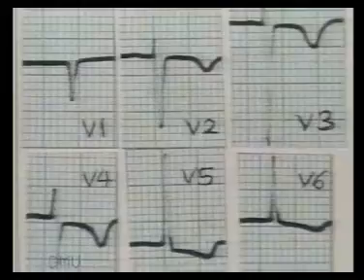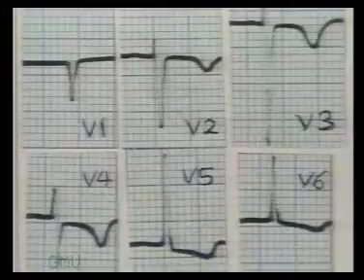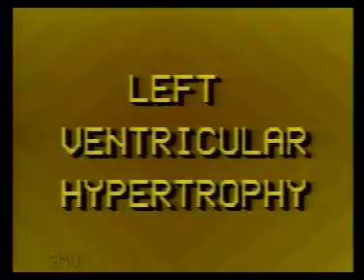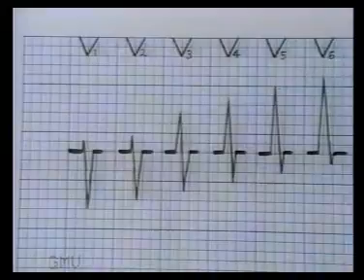This ECG shows a normal QRS pattern in the chest leads. Note the S wave in right-sided chest leads which disappears as we reach V5 or V6. R and S are equal in V4, and the R wave progressively increases from V1 to V6. In left ventricular enlargement, this pattern remains the same, but the amplitude of the waves increases.